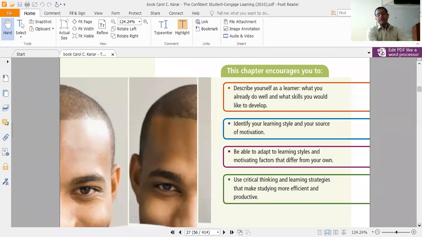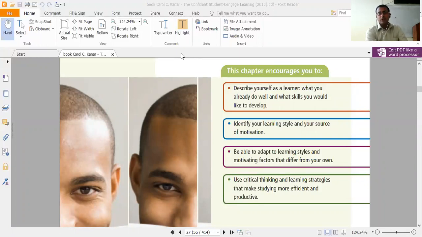Then number 2 is identify your learning style and your source of motivation. This is also very important, that we should know what a learning style is. Different people have different learning styles. Some people are visual learners, some are auditory learners, and some are tactile learners. So this is how we should understand what kind of learner we are.